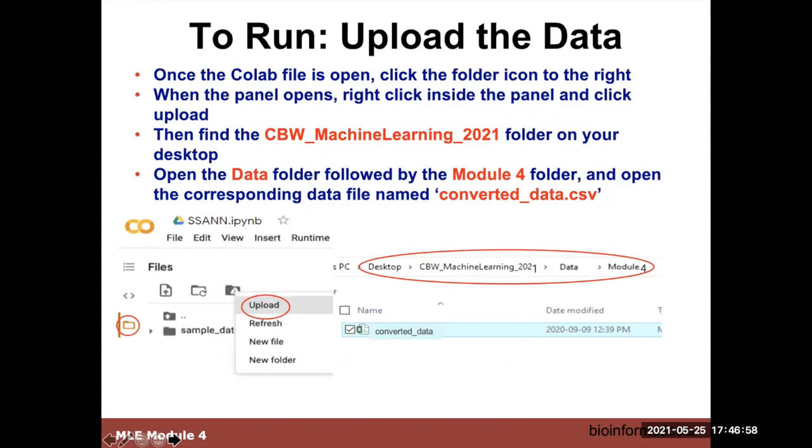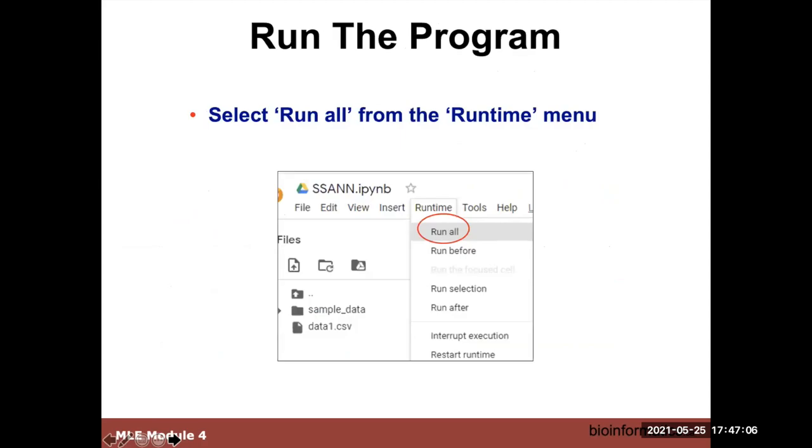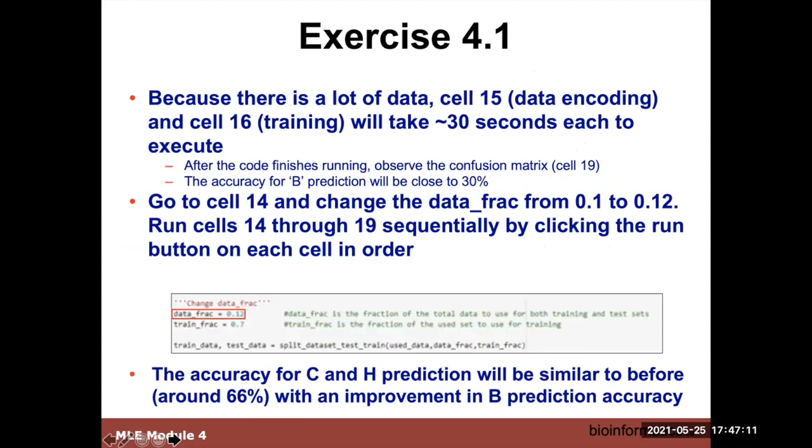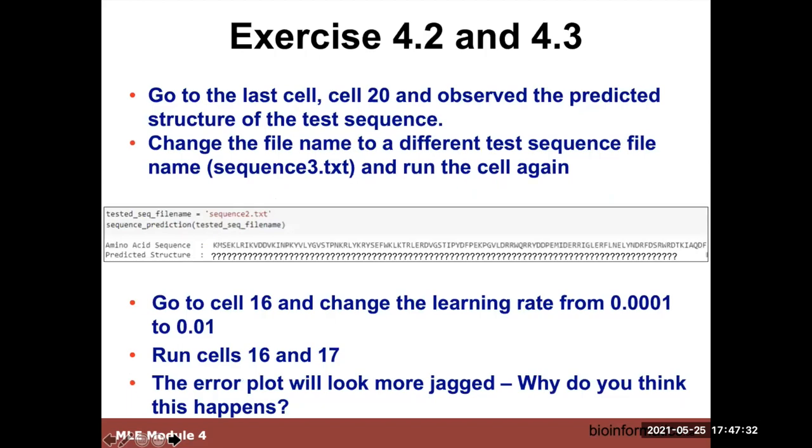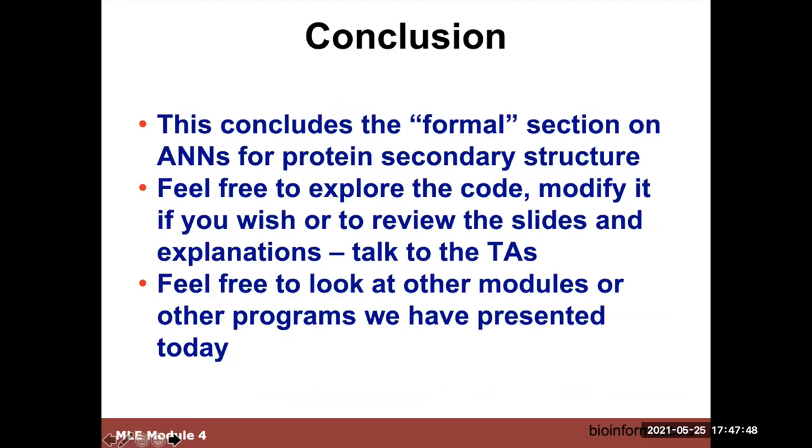We have a data set called converted data. It's a much larger data set than what we have in the iris. And as before, you can run the program. It'll take a while to execute, and you can make adjustments and assess the performance in terms of helix, coil and beta sheet prediction. Adjust your data fraction, adjust your training fraction. There are some other variations you can do, and change your learning rate. You can plot your error plot, see how it performs. You can upload different sequences and see how they predict. So there are any number of things you could do in terms of testing it out. And given that we still have a few minutes left, I'd certainly encourage people to give it a try.